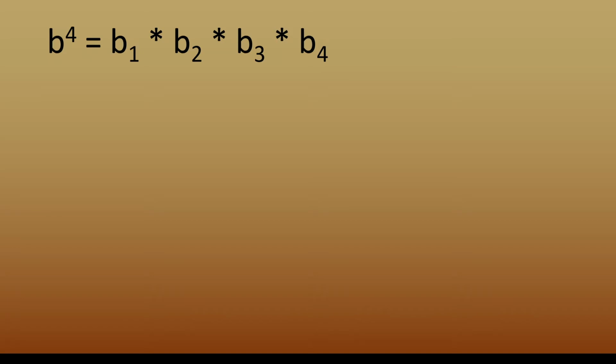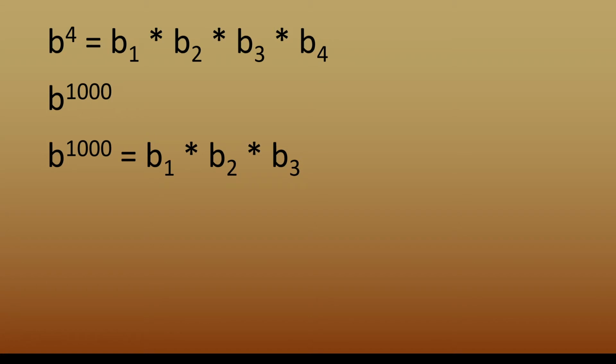Wow, that looks great. But what if our power is really big, like b to the 1,000 power? This will never stand. I'm just too lazy to write all those numbers down. What if I just write down the first few numbers, then write dot dot dot, then write the last number? b to the power of 1,000 equals b1 times b2 times b3 dot dot dot b1000. Voila, done. Or even better, what if I replace my power with the number n?